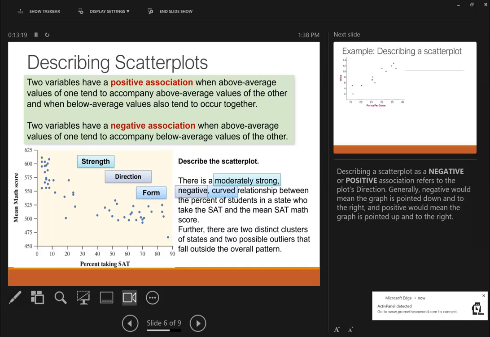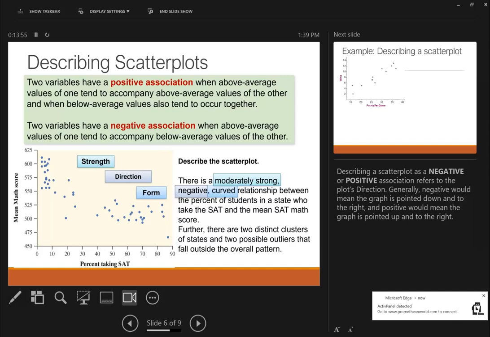The last descriptor is form. When describing a form, you want to think about your basic function shapes. So your forms might be linear, might be exponential, might be quadratic, might be logarithmic, like your basic function shapes that you would have studied in your Algebra 2 and pre-calculus courses.